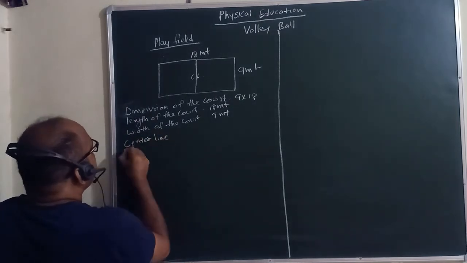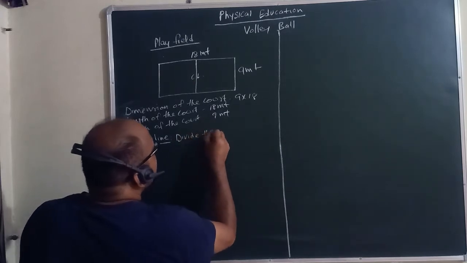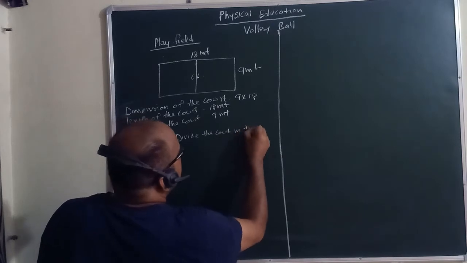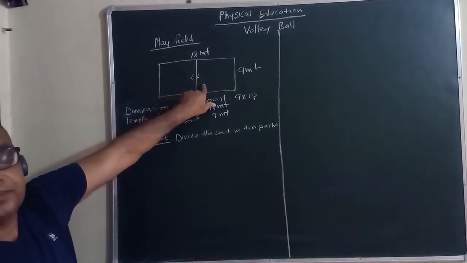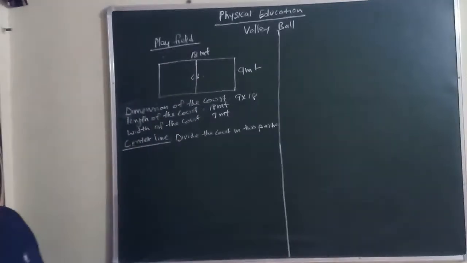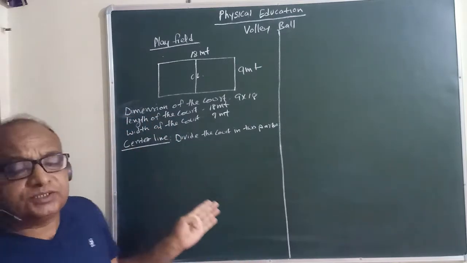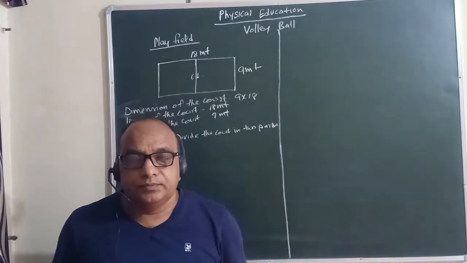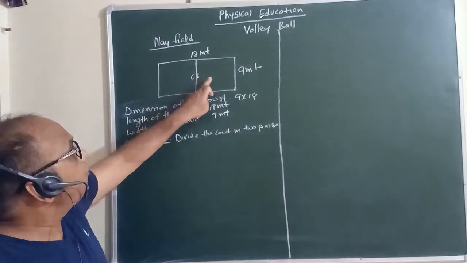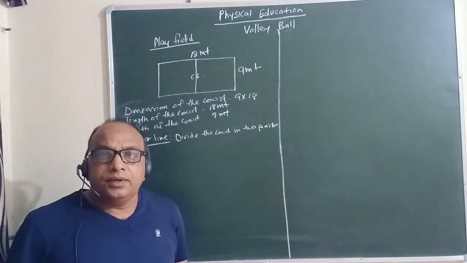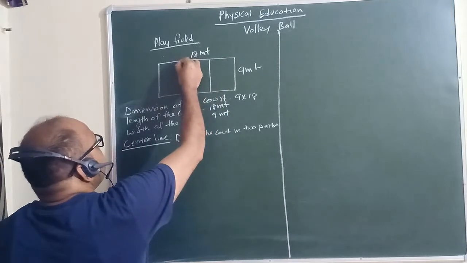Center line. It is in the middle and divides the court in two parts. So here is one center line. This is a play field. After that, nowadays all the players play the game rotation wise. If players are playing the game fixed, then this court is sufficient. But if players are interested to play rotation wise, then these two lines must be there.